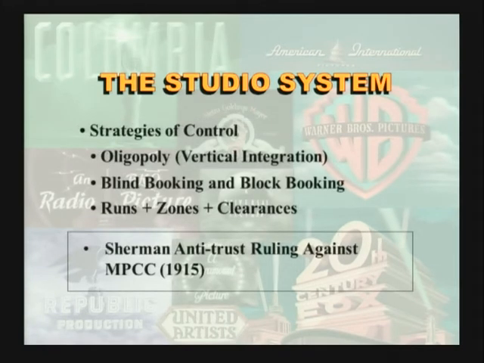Strategies of control. It's an oligopoly. It's that vertical integration. That's what we started with. That's production, distribution, exhibition. They own all of those things. Have an understanding of what blind booking and block booking are. Recognize zones and runs and clearances. And then also, the movies broadened because of the Sherman antitrust ruling against the MPCC in 1915.